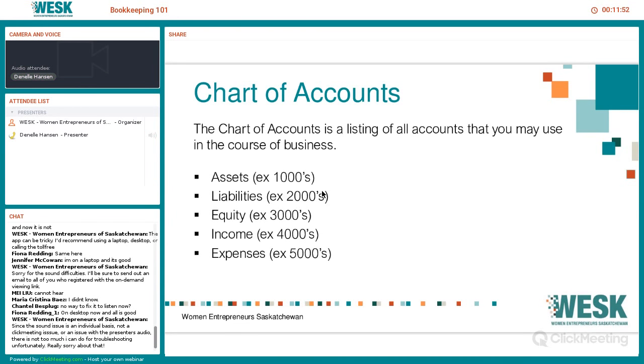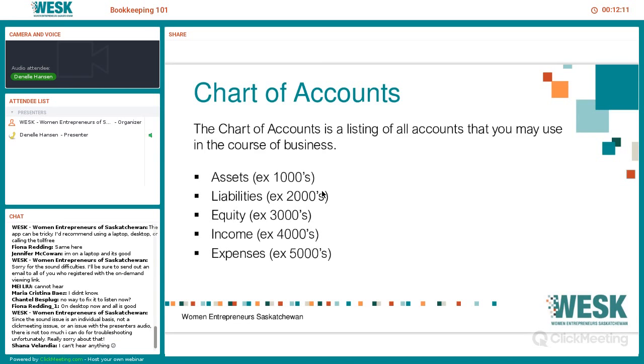So the 1000s are a common set of numbers for your assets, the 2000s are common for your liabilities, 3000s for the equity accounts, 4000s for your income accounts, your revenue accounts, and then 5000s for the expenses. It's very common among all the different accounting programs out there, but they can be changed to fit whatever makes the most sense to you.